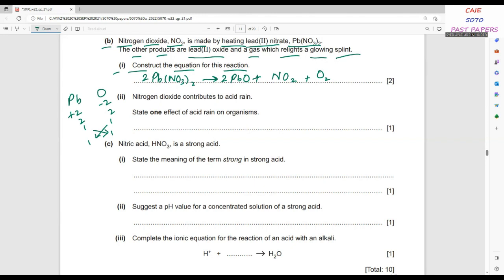There will be 2 multiplied by 2, 4 atoms of nitrogen on the product side. What about oxygen? 2 multiplied by 3 is 6, 6 multiplied by 2 is 12. It should be 12. In PbO, there are 2 atoms of oxygen and in NO2, there are 8 atoms. 8 plus 2 is 10 and 10 plus 2 is 12. It's balanced now.